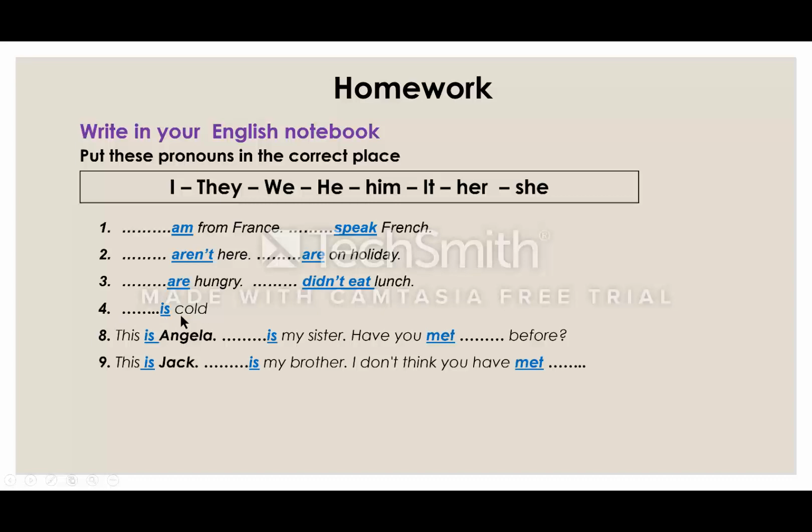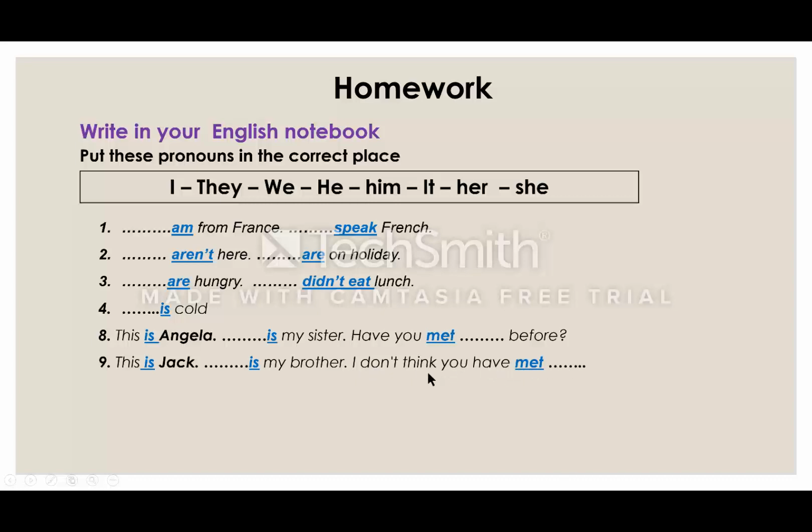4. Is cold. 8. This is Angela. Is my sister. Angela is a girl. So, what do we choose for a girl? Is my sister. Have you met before? 9. This is Jack. Is Jack a boy or a girl? It's a boy. So, which pronoun do we choose for boys? Is my brother. Have met. I'm sorry. I don't think you have met.